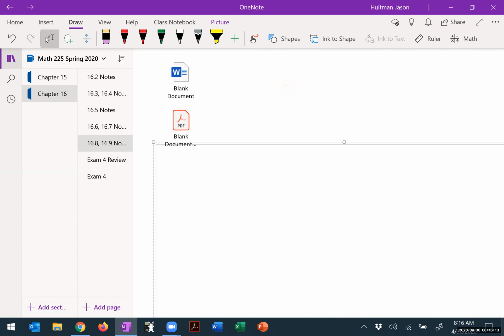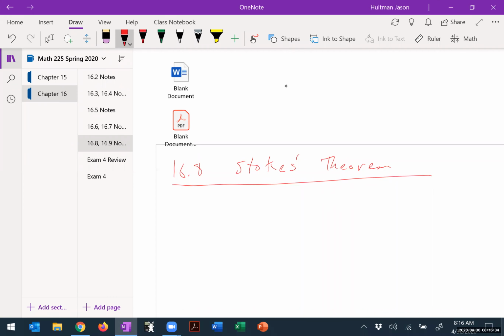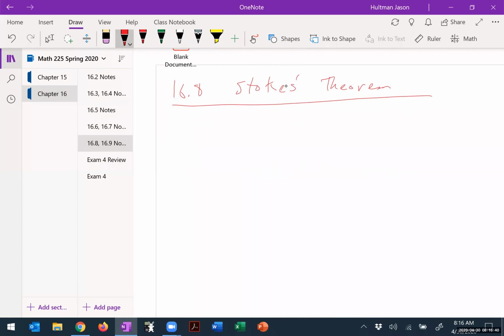Okay, we're gonna cover 16.8 today. Stokes' theorem, or Stokes's theorem. Okay. So let's write out what Stokes' theorem is.